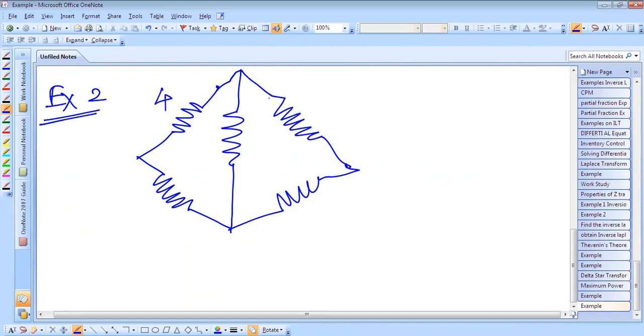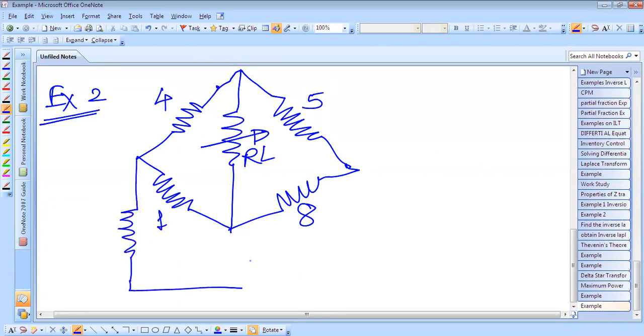So this is 4 ohm, this is 5 ohm, this is a variable resistance RL, load resistance, this is 8 ohm, this is 1 ohm, and there is one more resistance with the EMF source connected in such a fashion. So this voltage is given 50 volt, this is 1 ohm resistance, and this is a 2 ohm resistance. Okay, so we have to find this load resistance.